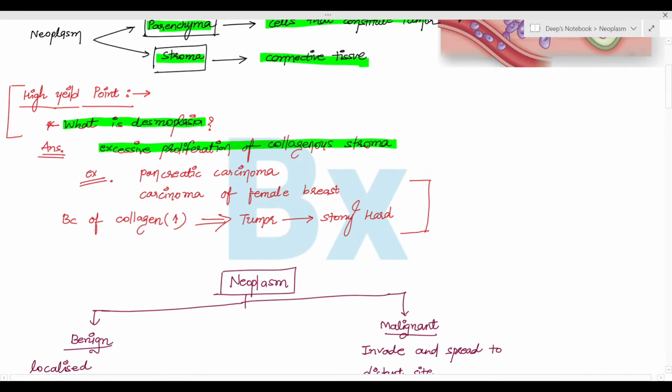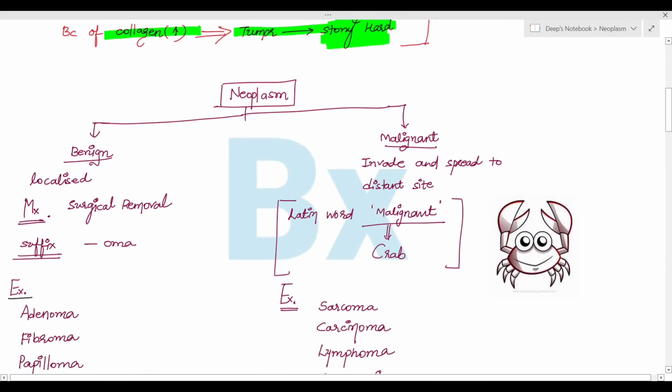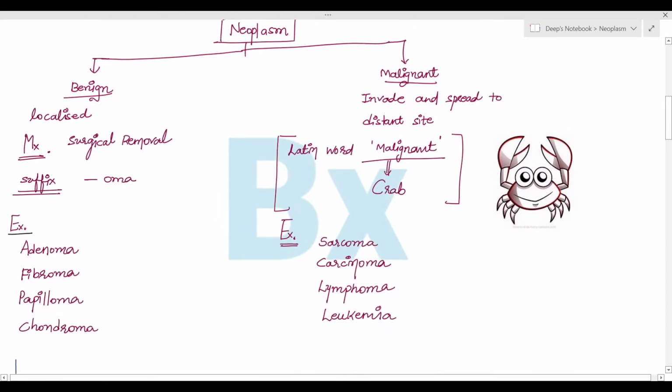And due to the collagen deposition, the gross picture, the organ कैसा होगा? Stony hard appearance हो जाएगा. So because of collagen deposition, the tumor will become stony hard. So which are the examples of desmoplasia? Desmoplasia can be seen in the pancreatic carcinoma, in the carcinoma of female breast. Now we are going to discuss about the types of neoplasm.